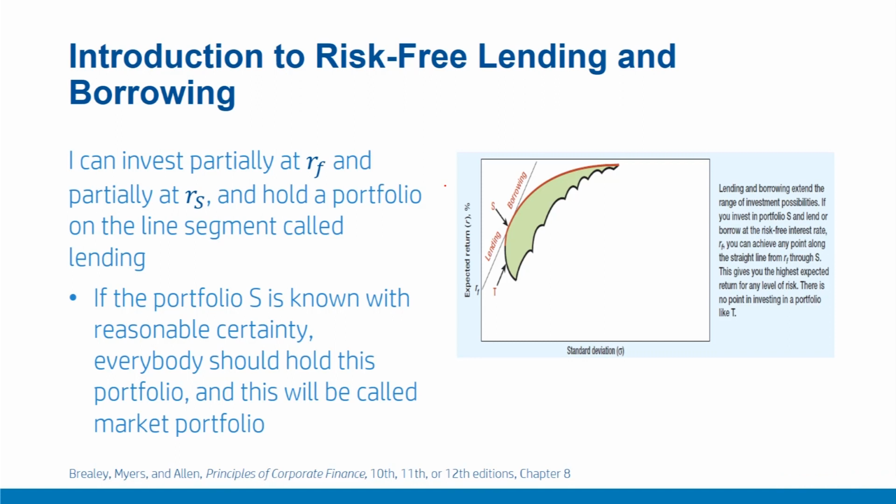Now please remember, this position on the lending and borrowing segment is freely available to all. If this portfolio S is known with certainty, then everybody would be holding this portfolio S. Nobody would hold any other portfolio but some proportion of investment in S and some proportion of investment or borrowing in RF. Since everybody is holding these two portfolios only, the only risky assets held are those in portfolio S. Therefore this portfolio S is also often referred to as the market portfolio, sometimes denoted by M or sometimes by S. This is a market portfolio which is held by everybody.